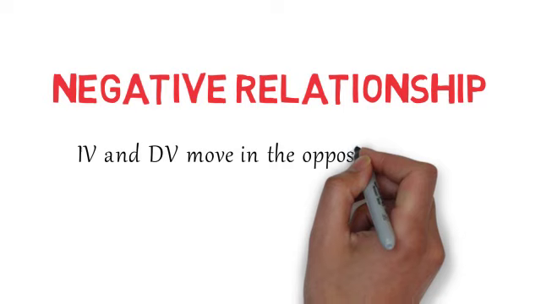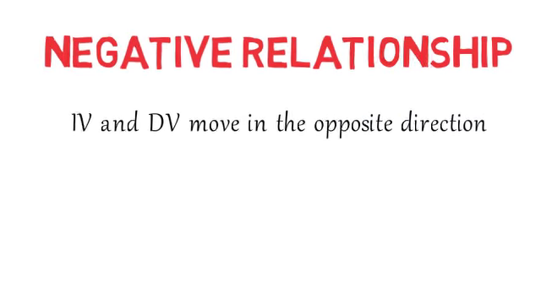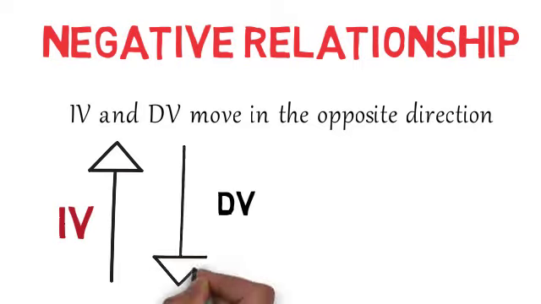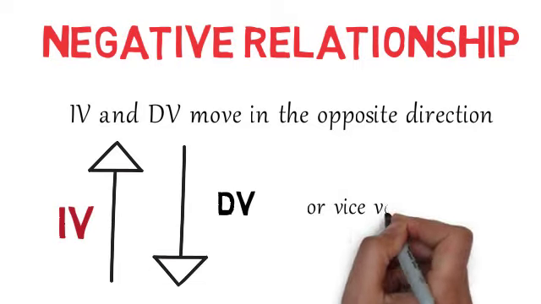And when we say negative relationship, IV and DV move in the opposite direction. Pwedeng si IV ay tumaas habang si DV ay bumaba. Or it can also be vice versa.